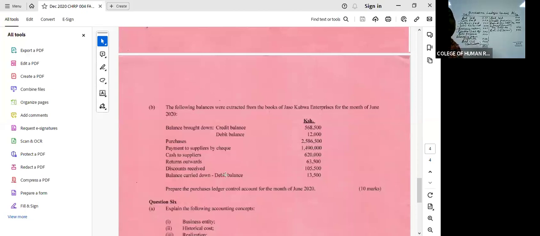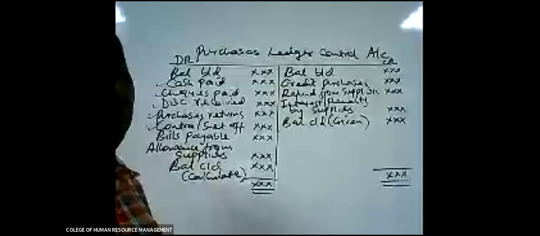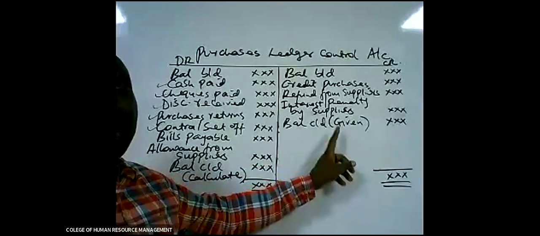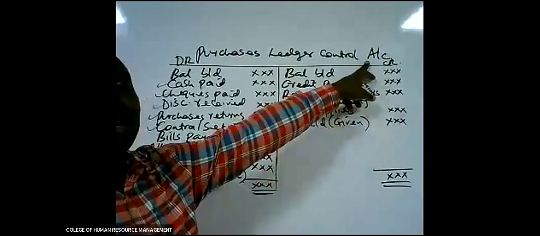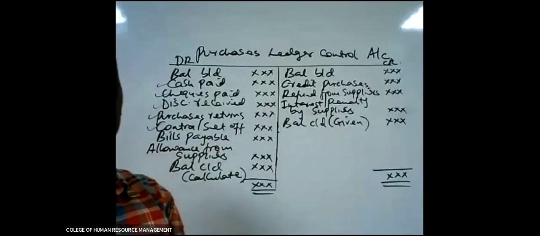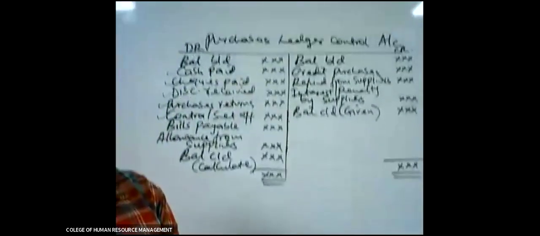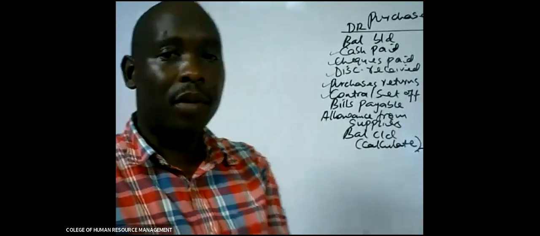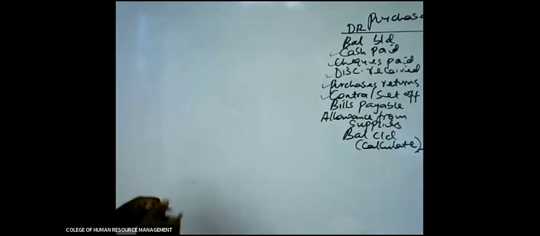And then this balance carried down, you are given, but you will be told it is debit, but you must put it on the credit. The balance brought down, you will be told it's a debit balance, but you put it on the credit. That is the only part that you need to be very careful. It is written there debit balance, but you have it as a credit balance. So I don't know whether you want me to do that question. That is the purchases ledger.